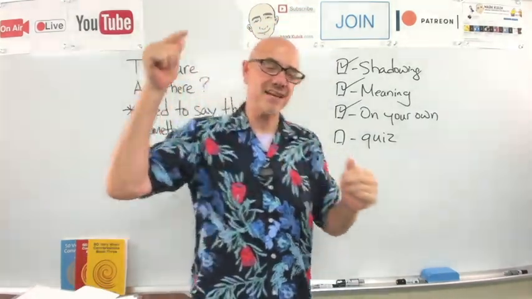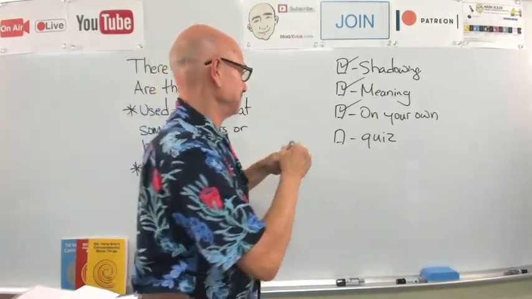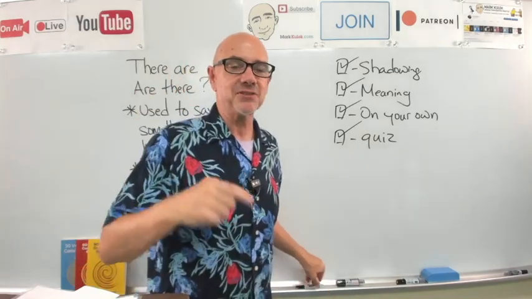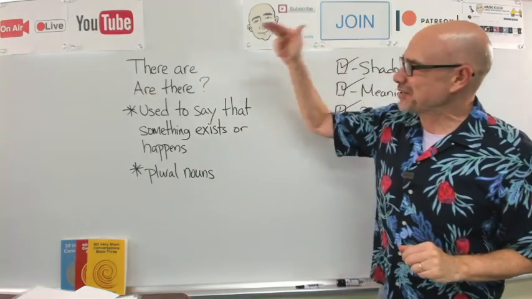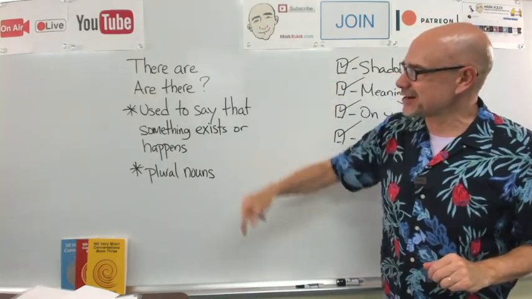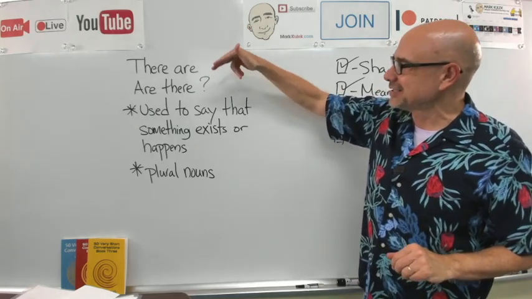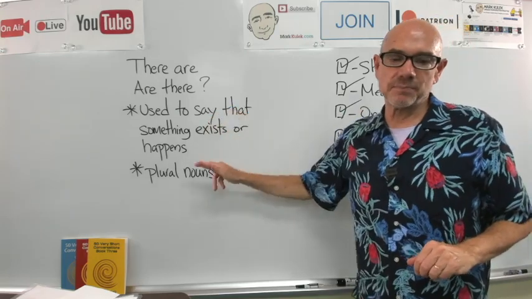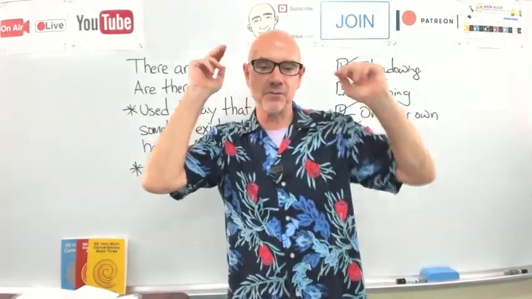Okay, yes, yes, yes. That was the quiz. Well done. Let's check it off. Okay, you did it. Yes, we did it together. We shadowed, and the topic was, there are there. Yeah, and we use the there to say that something exists or happens with plural nouns. Yeah, so well done. Job well done, everyone.